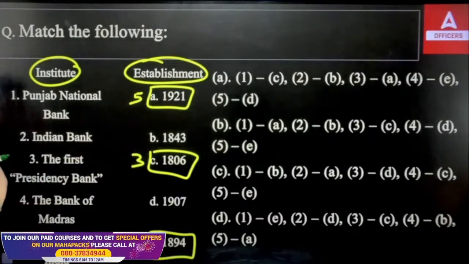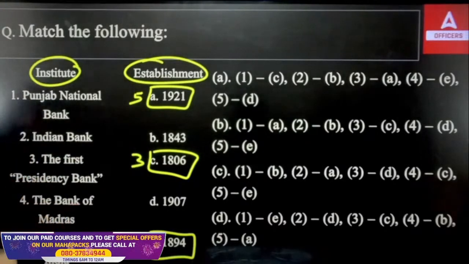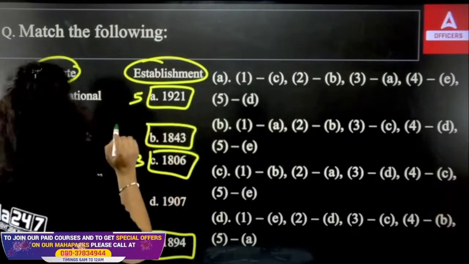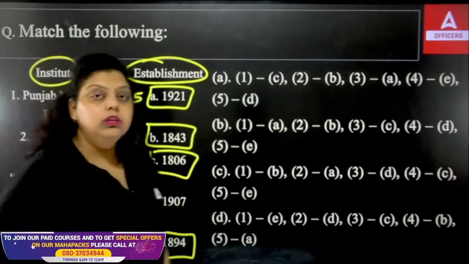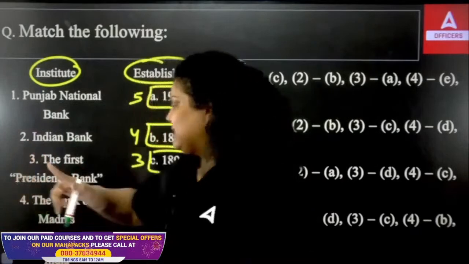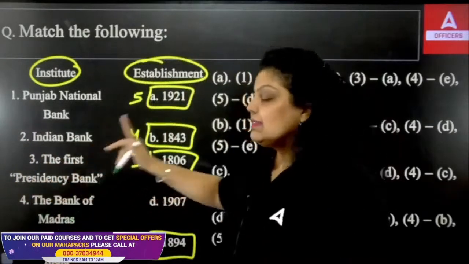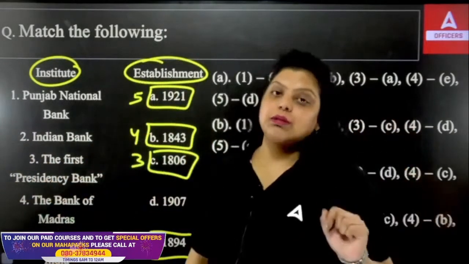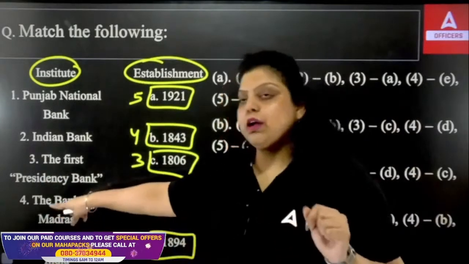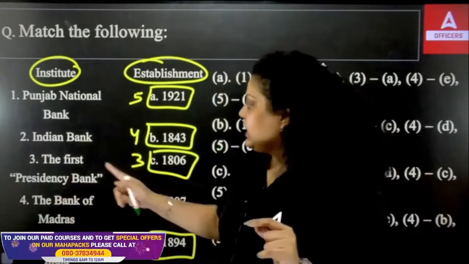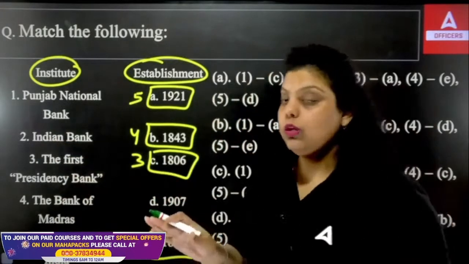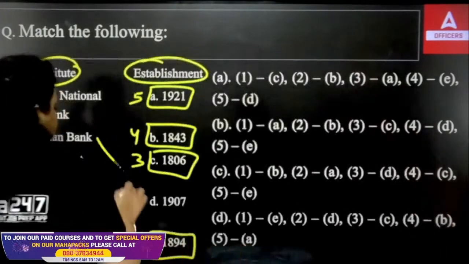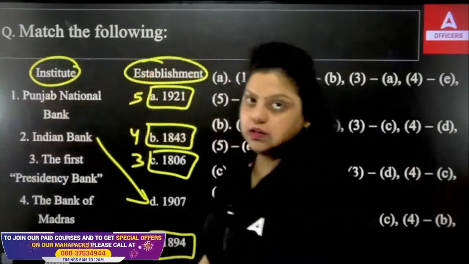I really do not know the establishment of Indian Bank, but I know the establishment of Bank of Madras. It was established in 1843. That's the fourth, so one more Presidency Bank was there. The first Presidency Bank was Bank of Bengal. The second was Bank of Bombay, established in 1840. And the third was Bank of Madras, established in 1843. It means the Indian Bank was 1907. So I really didn't know the establishment of Indian Bank. Now do remember, Indian Bank was established in 1907.